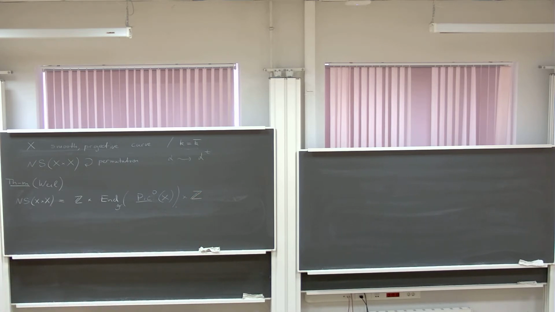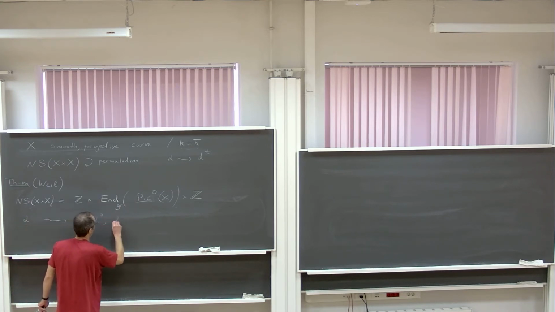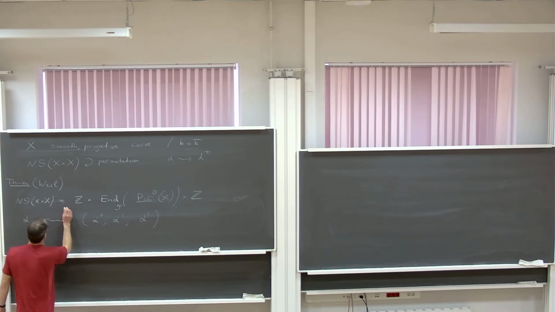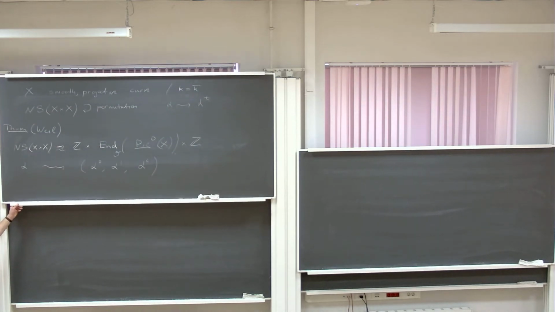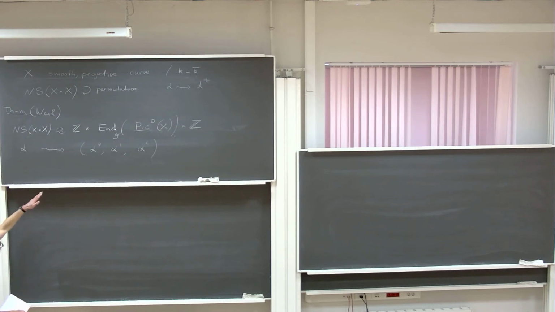So I have alpha here. I will denote its coordinates by alpha 0, alpha 1, and alpha 2. Well, this is not equality. This is an isomorphism, right? So how was this map constructed? Alpha 0, which is just an integer, is an intersection.